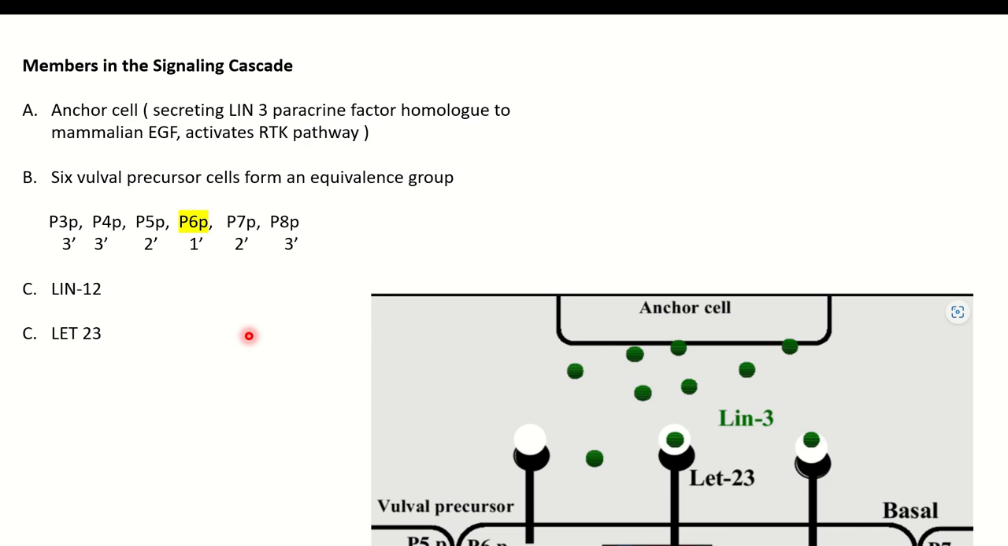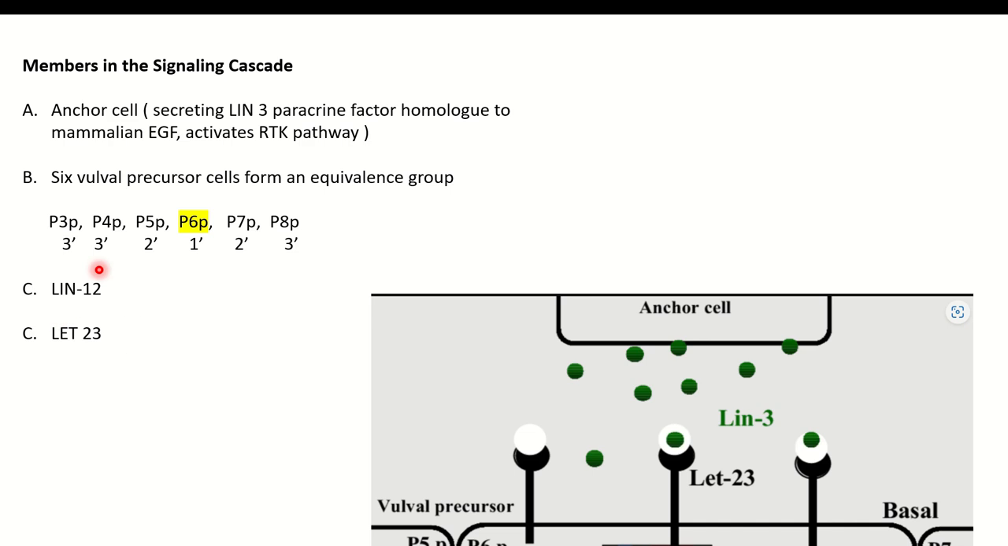But there is a concentration gradient. Most of the Lin3 binds to P6.p, which forms the primary vulva. A lesser concentration binds to P5.p and P7.p, which form the secondary vulva, and the least of the concentration secreted by the anchor cell binds to P3.p, P4.p and P8.p, forming the tertiary vulva.